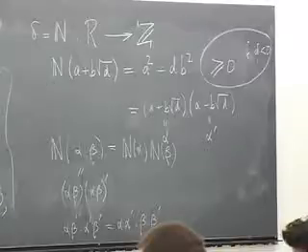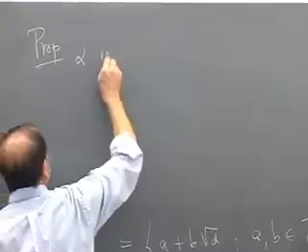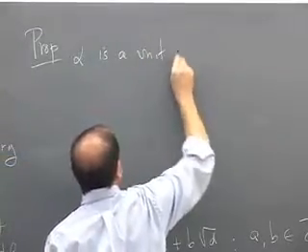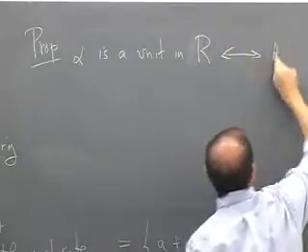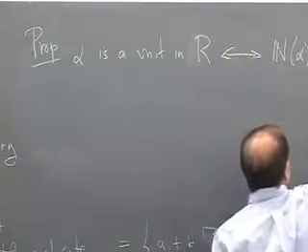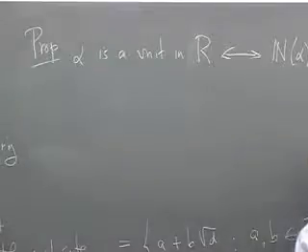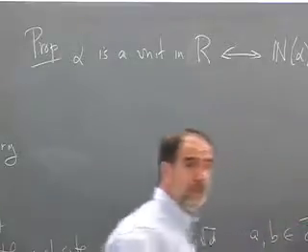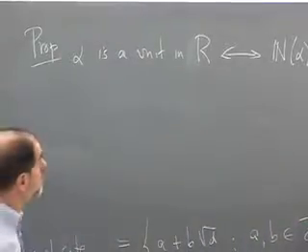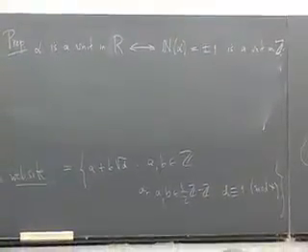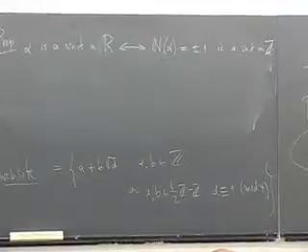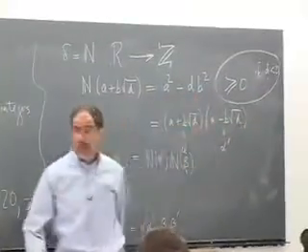Now I claim we have the following result on units. And this is true in all cases. Proposition. Alpha is a unit in the ring R if and only if the norm of alpha, which is plus or minus 1, is a unit in Z. Okay? So that you can test whether this thing is invertible in the ring by calculating this integer and seeing whether it's invertible in the integers. Proof.